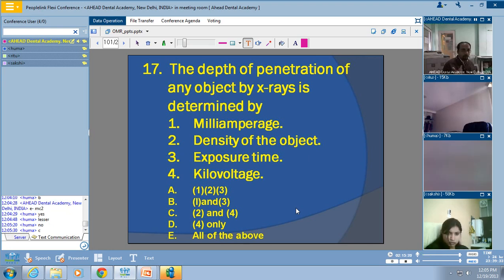I'll just give you an example. You have enamel, you have pulp. Don't you think the penetration would be affected? In the pulp, because of the blood supply, the radiographs will easily pass through, but in enamel, the X-rays will not pass through. Exposure time has absolutely no connection with it. Kilovoltage, as I just told you in the previous question, does have an effect on the penetration. So we are left with choices 2 and 4. So the correct answer is choice C.